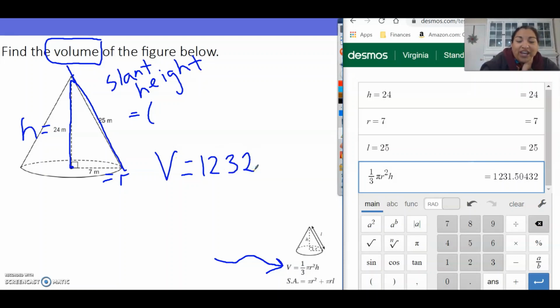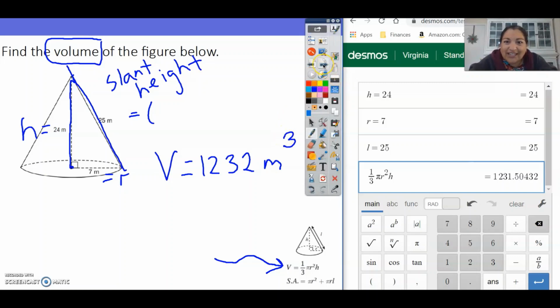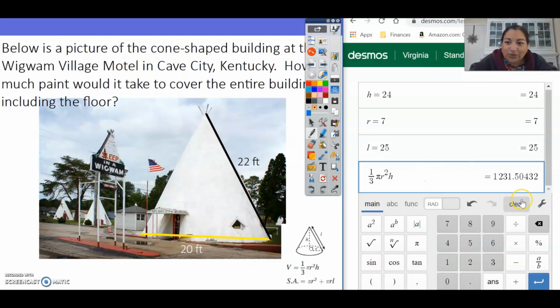1,232. I went ahead and rounded to the nearest whole number. That 5 rounded it up. And that is meters cubed, because volume is how much something can hold. So that's meters cubed. All right. Thank God for Desmos for these. It makes it easy. Okay, let's go to the next one.